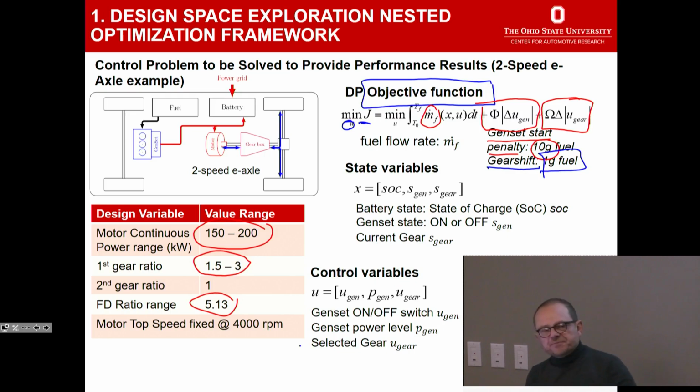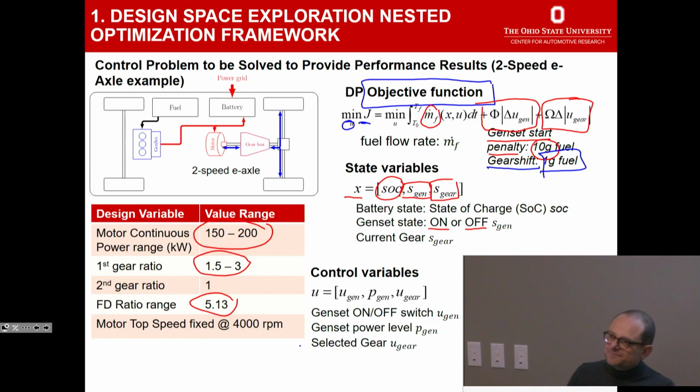Now, this makes the problem interesting because what are the state variables now? Well, one state variable is the obvious one, the state of charge. We talked about it in describing the equivalent consumption minimization strategy. That's obvious. But we now have 2 other variables that are different. SGen, the state of the generator. Ooh, this is binary.